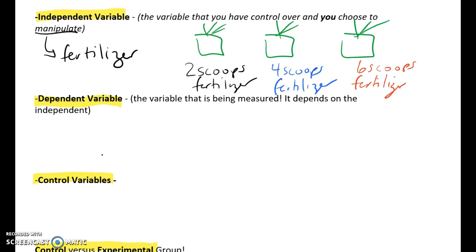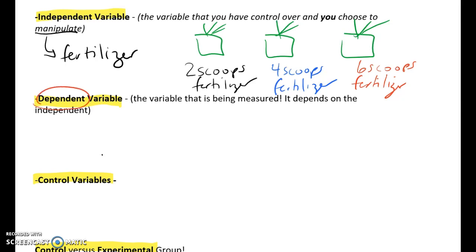This is my independent variable. It's independent of the experiment that's being run because I'm picking how many scoops of fertilizer to put. So that is my independent variable because I do not measure those. I'm manipulating them. So that's independent.